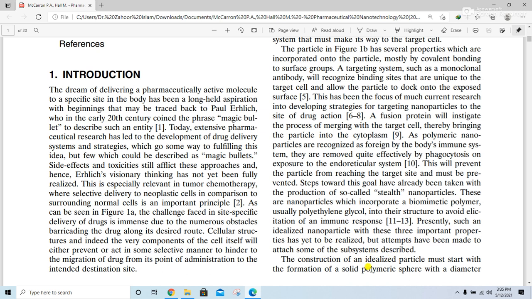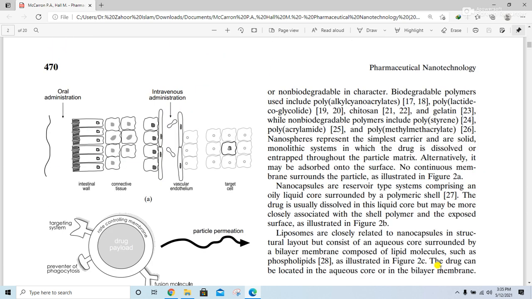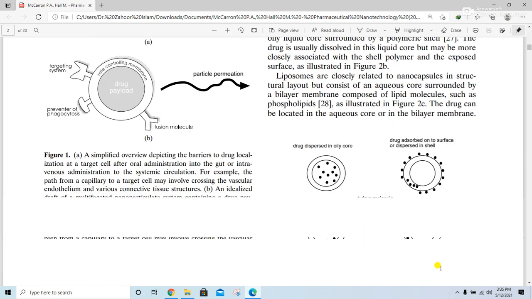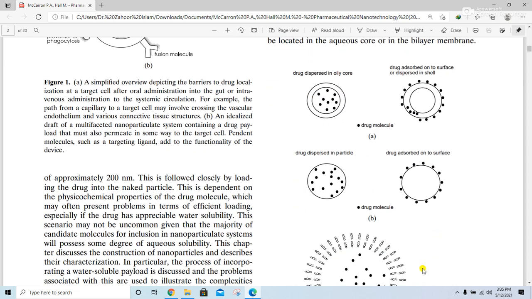The construction of an idealized particle must start with the formation of a solid polymeric sphere with a diameter of approximately 200 nanometers.